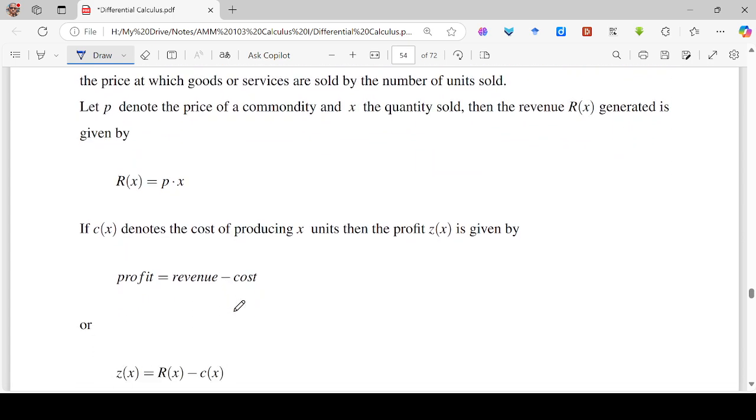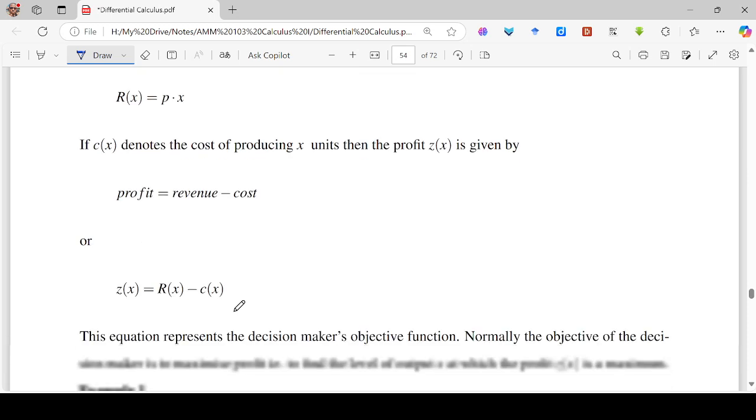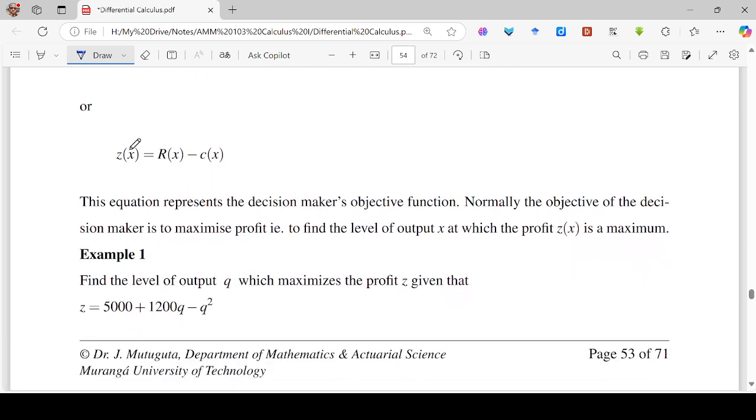So if C(x) denotes the cost of producing x units, then the profit function Z(x) will be given by revenue minus cost. So that's the profit function. This equation will represent the decision maker's objective function. And normally, because this is the profit, one seeks to find the value of x for which Z is a maximum. That is, to find the level of output for which the profit is a maximum.